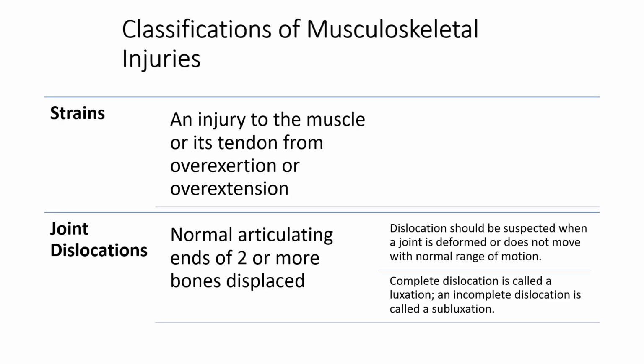Strains is an injury to the muscle or its tendon from overexertion or overextension. And we see these a lot. So just remember: strains, muscles and tendons; sprains, ligaments.